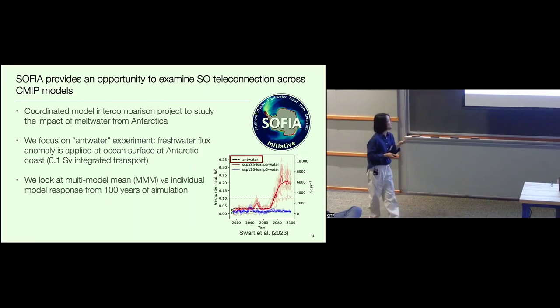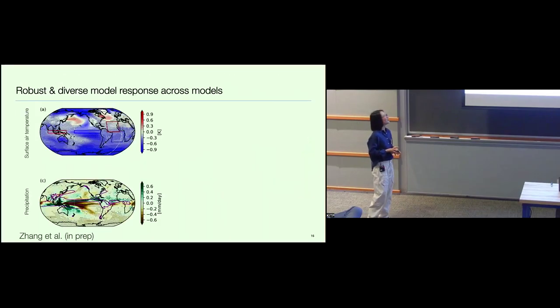So we can look at the multi-model mean as well as the individual models' response from these 100-year simulations from the Antwater experiment. Right, so this is where the title came from. The robust part is really that models agree on the sign of the response, both in air surface temperature and in precipitation. At the top, we see cooling that, of course, is the strongest over the Southern Ocean, but also propagates into the lower latitudes. And whenever there's stippling, it's showing that all 7 models analyzed here agree on the sign.